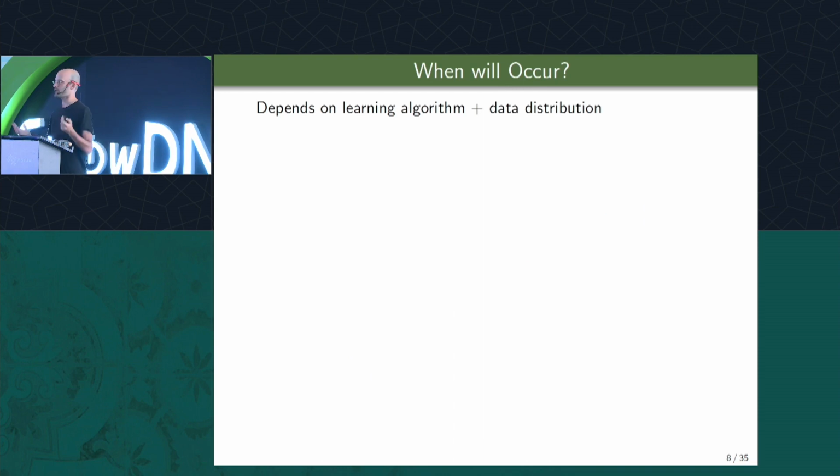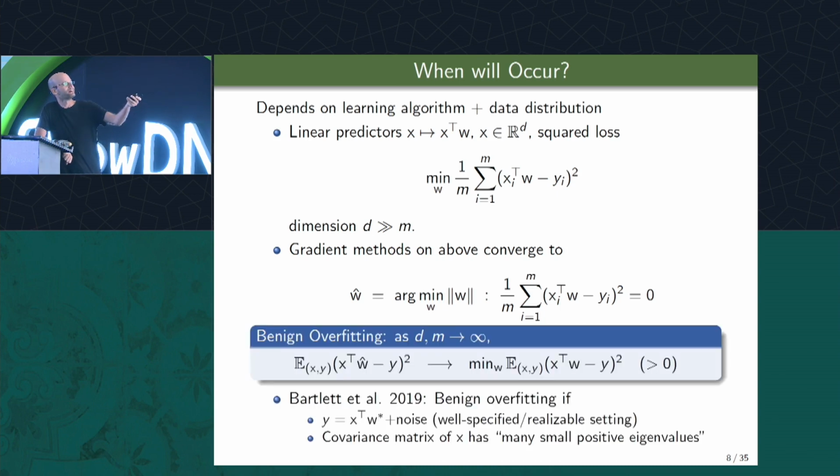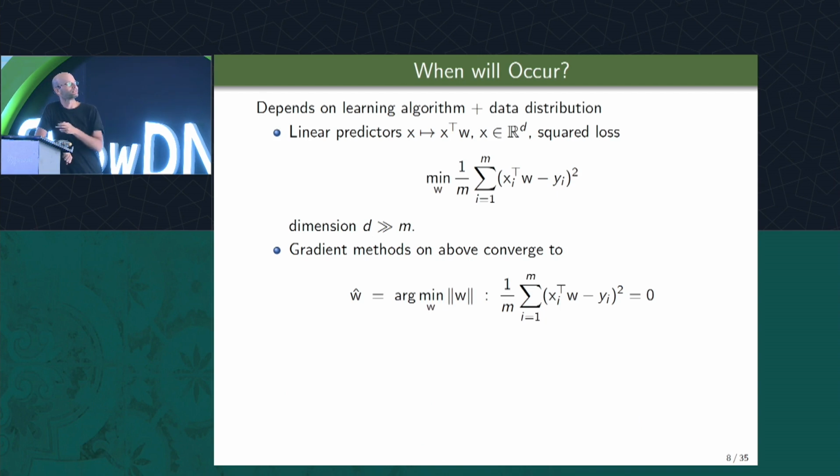Okay, so the question, of course, is when can we expect this benign overfitting to occur? And of course, that depends both on the learning algorithm and the data distribution. So first of all, for concreteness, let's look at linear predictors, square loss. Now, if you use vanilla gradient methods, say gradient descent or stochastic gradient descent, to solve this ERM problem, driving the error down to 0, which we can assume you can do because we're assuming that the dimension is much larger than the number of data points, then the gradient methods will converge, among all possible interpolators, to the one with the minimal norm.